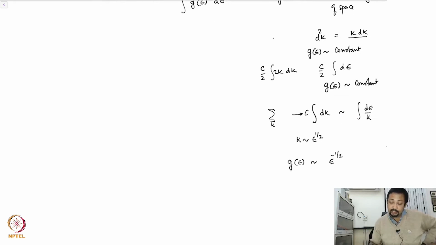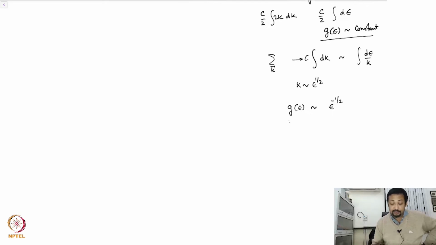In contrast, if you go to the two-dimensional case, then you see that all throughout the energy spectrum you have a constant density of energies. So wherever you consider your epsilon to be, whether it is between 0 and d epsilon, or between epsilon and epsilon plus d epsilon, the number of energy states is the same.